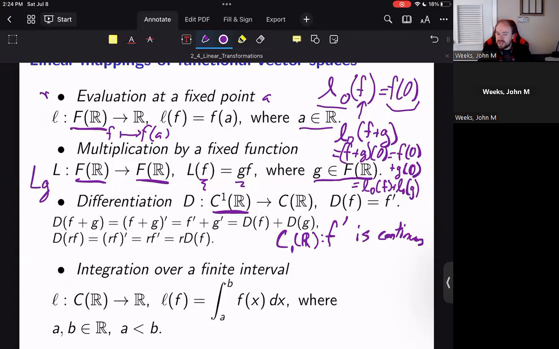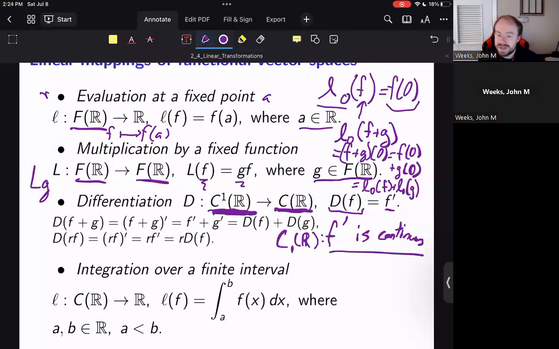So differentiation is going to take C1 of R and plug it into C of R. How do we know this? We know that it's going to take f and return f prime. When you take the derivative, what happens to a function is you just take f prime. We're declaring that we want our domain space to be the space of continuously differentiable functions. So when we take the derivative, what do we know?